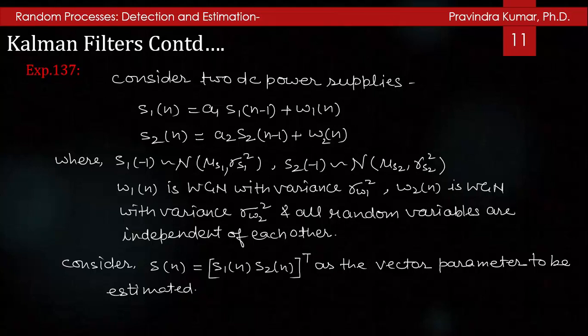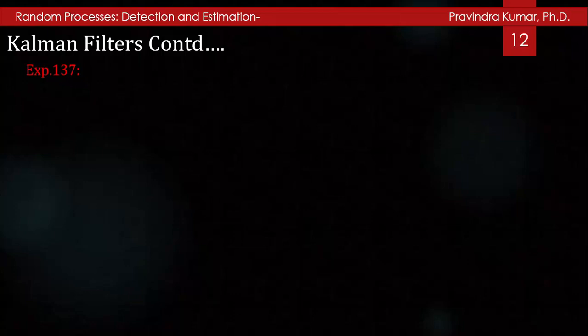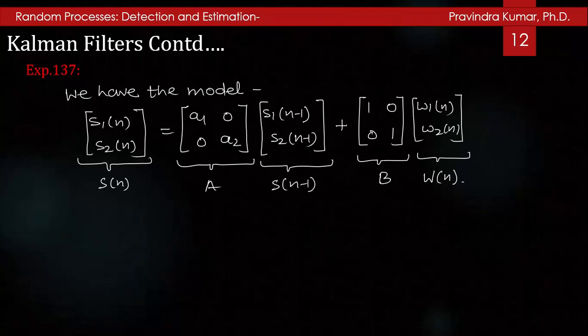Consider Sn, the transpose of S1n and S2n, as the vector parameter to be estimated. So here you have the vector S1n, S2n, equal to the matrix A, which is A1, 0, 0, A2, times the vector Sn minus 1, which is S1n minus 1, S2n minus 1, plus the matrix B, which is 1, 0, 0, 1, times omega n, which is omega 1 n and omega 2 n.